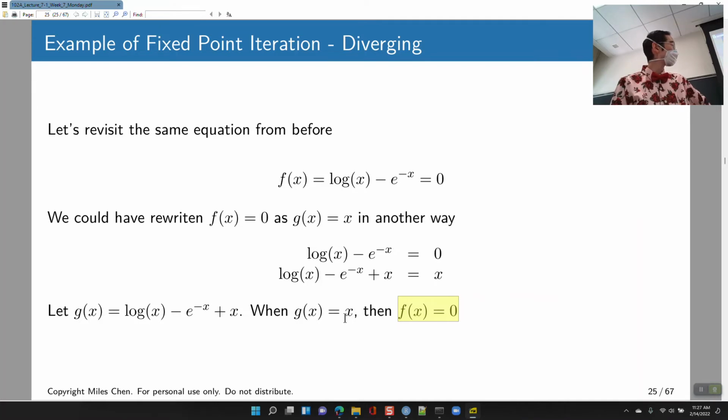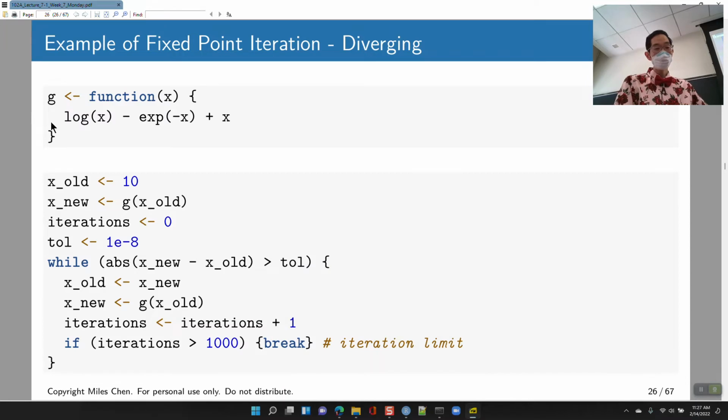The unfortunate thing is that this function g of x does not have an attractive fixed point. And so applying fixed point iteration is not going to get me to the fixed point. So just watch what happens. We're defining g of x to be log of x minus e to the negative x plus x. I'm going to take the same code that I had before. We're going to start off at 10. We're going to apply g to the old value, make that our new value.